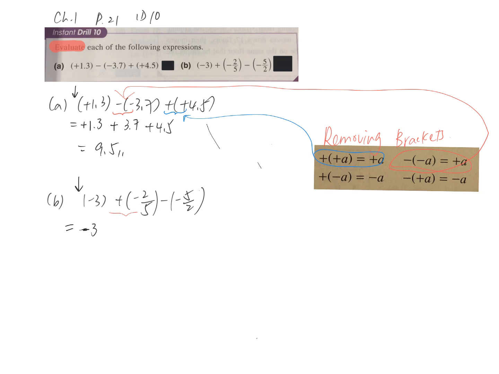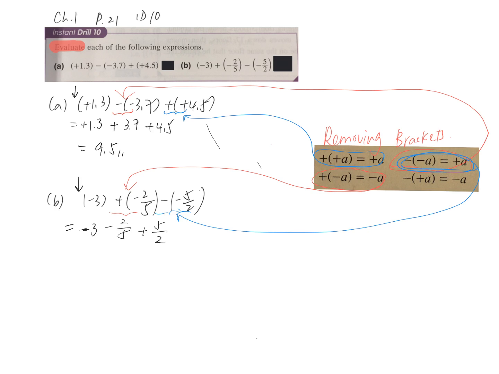For the second bracket, we see negative sign and a positive sign. So the rule that we are applying to remove the bracket should be this one, which gives us negative of 2 over 5. Lastly, we see negative with negative. So these rules will be used again. In this case, it becomes a positive of 5 over 2. So now the question is negative 3 minus 2 over 5 plus 5 over 2.